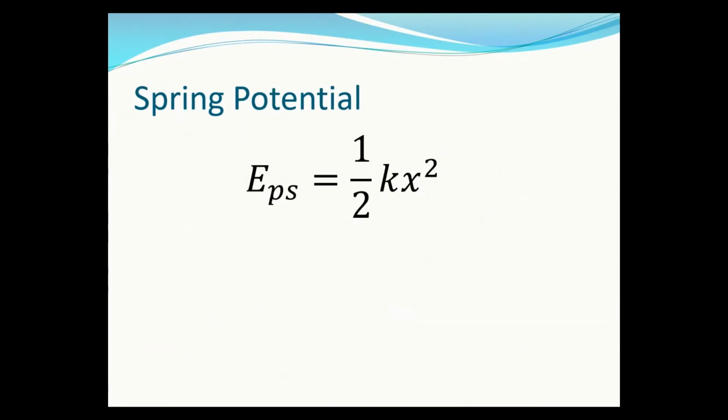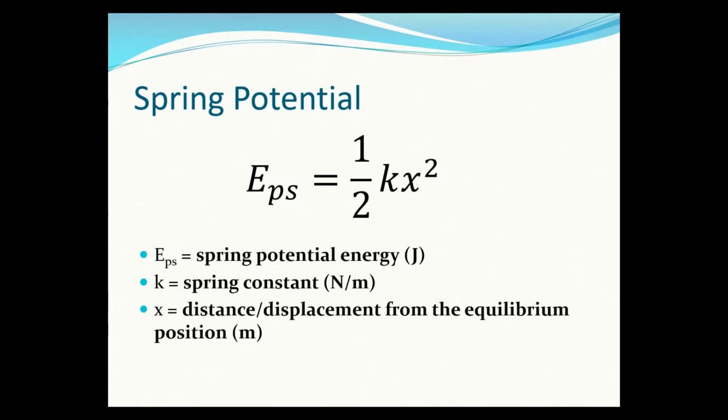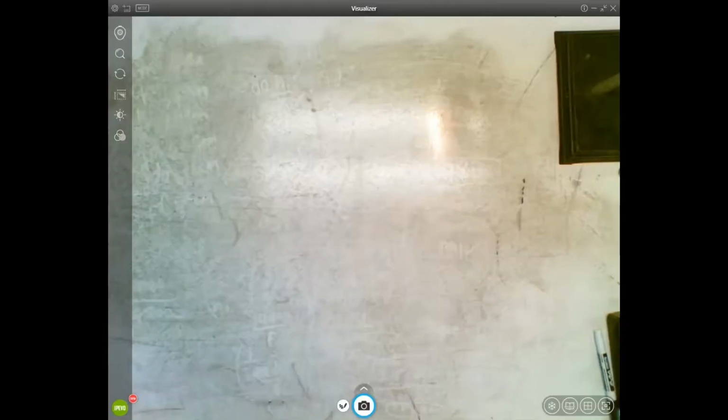And then we have another formula, which is spring potential energy, where Eps is spring potential energy, k is spring constant, and x is the distance or displacement from the equilibrium position. Okay, so what makes this tricky is these two formulas look very similar, but one of them is spring force and one of them is spring energy, and that's where you can find them on your data booklet as well.